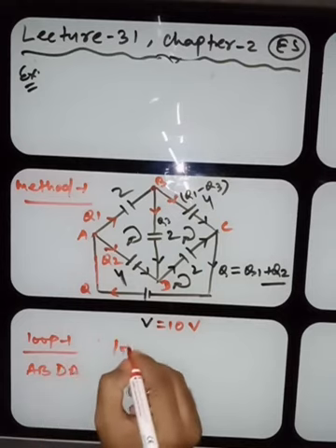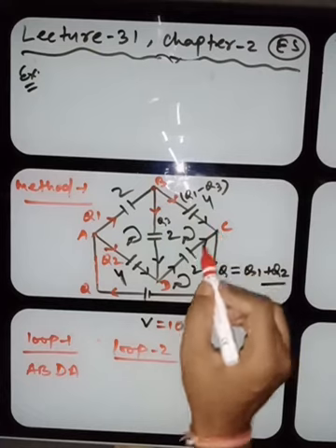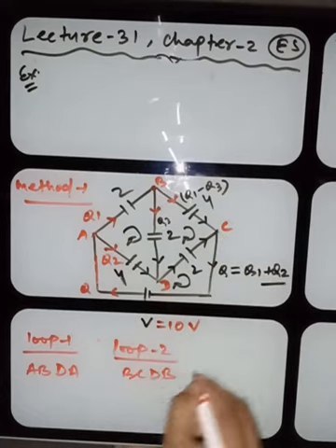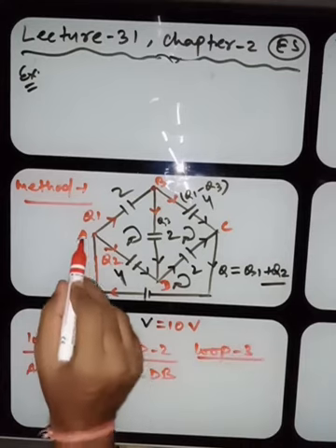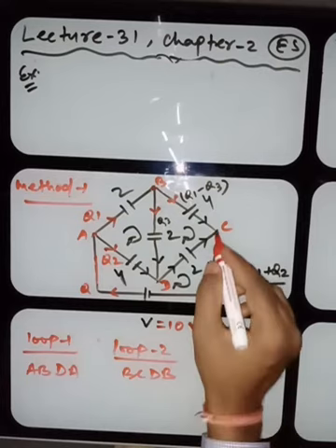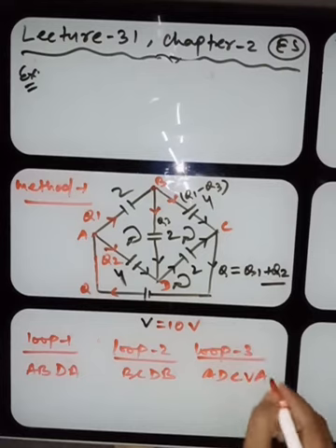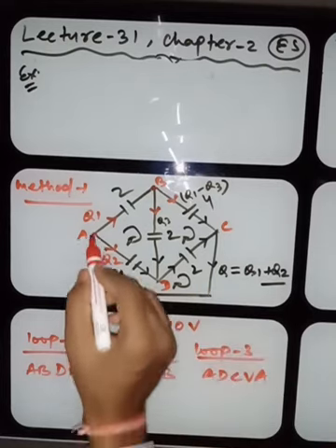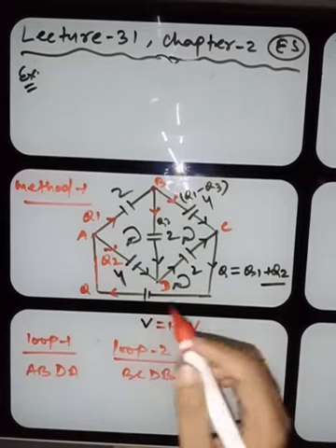So loop one is A B D A. Now, loop two, what is the name of loop two? B C D B. Now, loop 3 is A, D, C, B, and A. So these are the 3 loops. You will write the 3 equations; you have 3 variables, then you can solve.